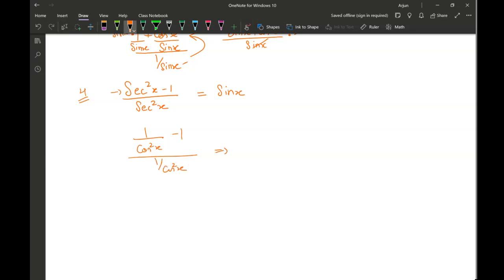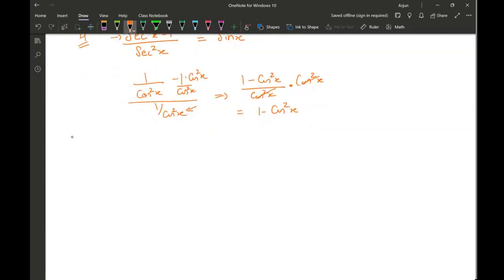And now I can, again, like the previous question, divide this by cos square x and multiply this by cos square x. So this will become 1 minus cos square x upon cos square x, and this cos square on the bottom is going to go on top, cos square x, and these two cancel out. So the final answer is 1 minus cos square x.